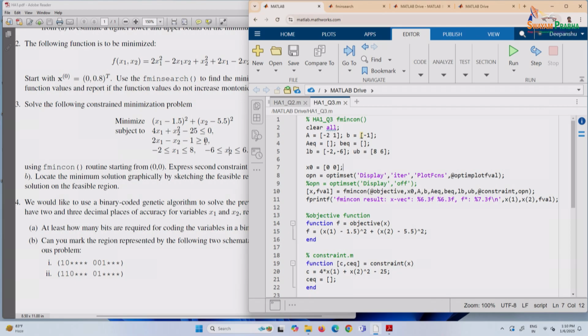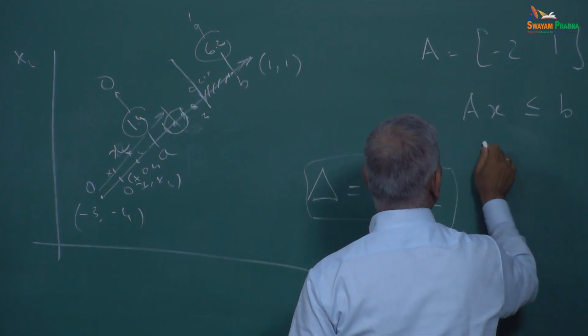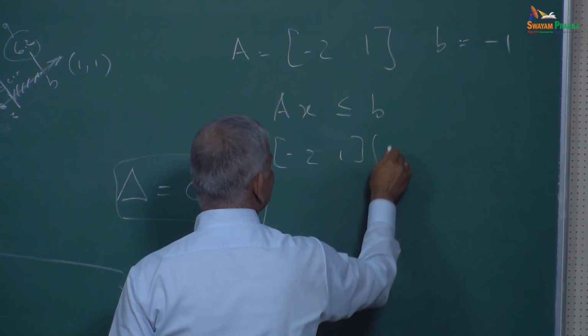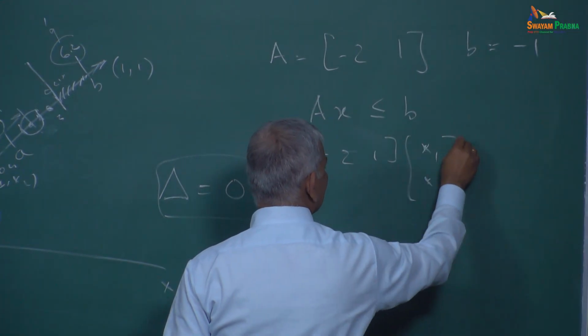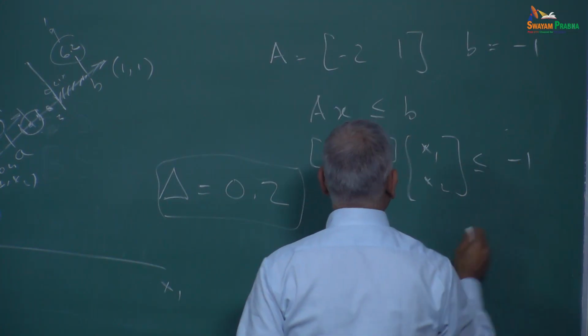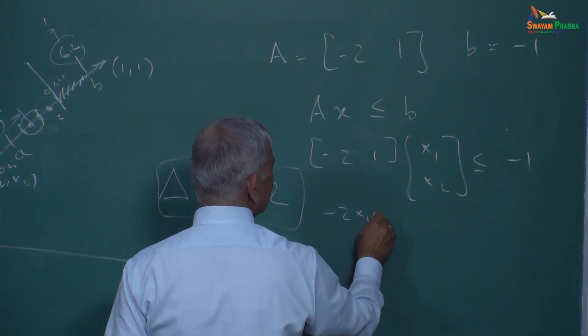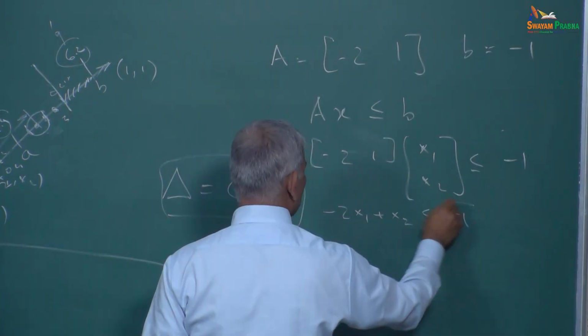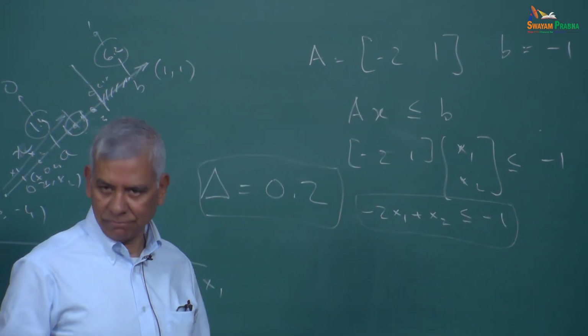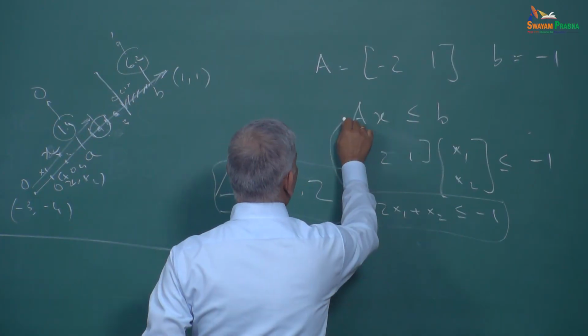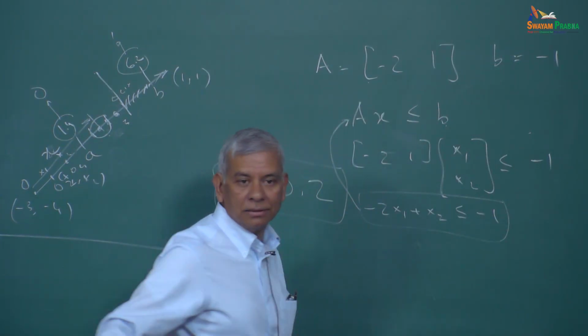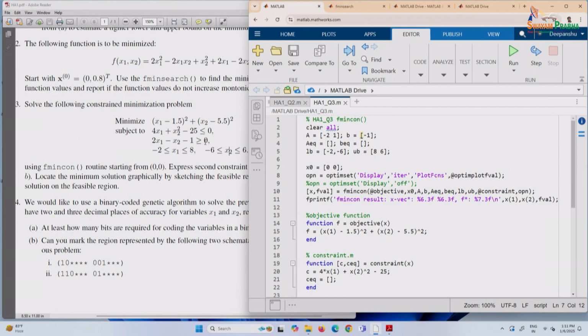Any doubt? Just for those who have some doubt. So my A is -2, 1, and my B is -1, right? MATLAB requires AX less than or equal to B. So let's try that: -2, 1, times X, where X is the vector x1, x2, less than or equal to -1. So what is this equal to? -2x1 plus x2 is less than or equal to -1. This is the inequality I have, and I can represent it like this, where A is this and B is that. Okay? So that's what we've done here.